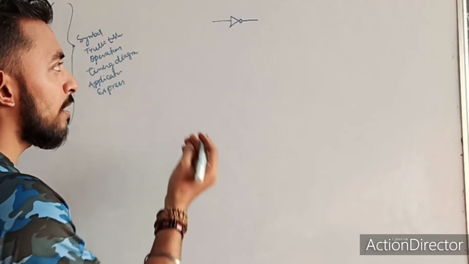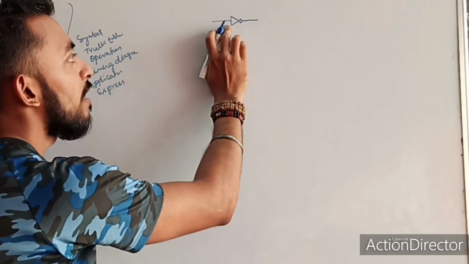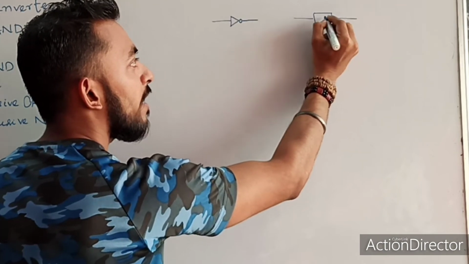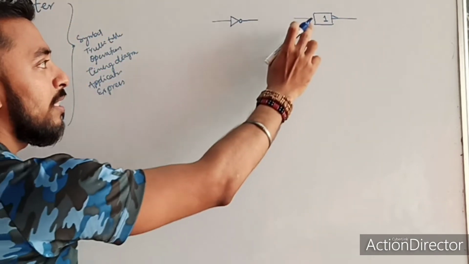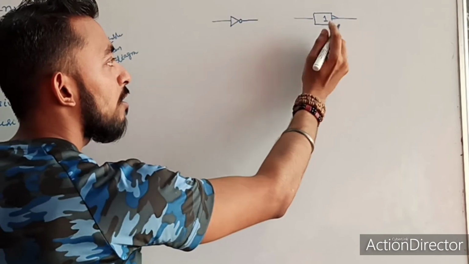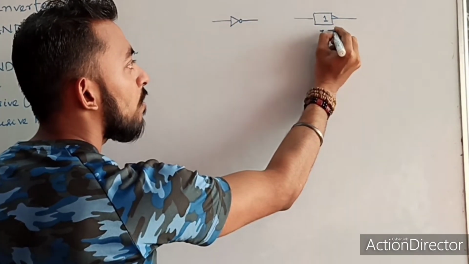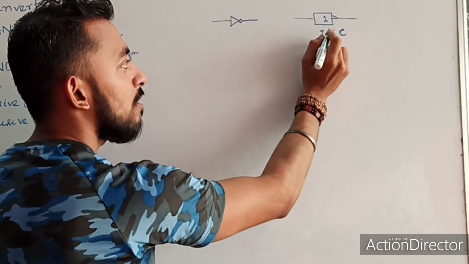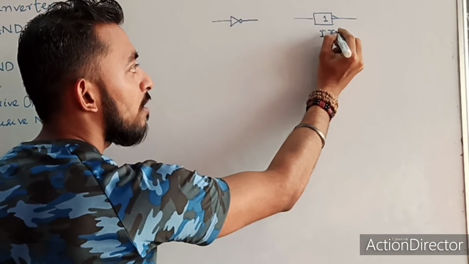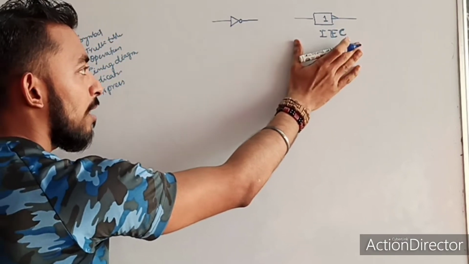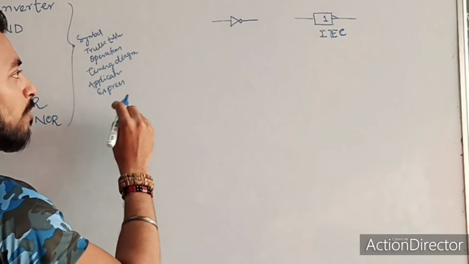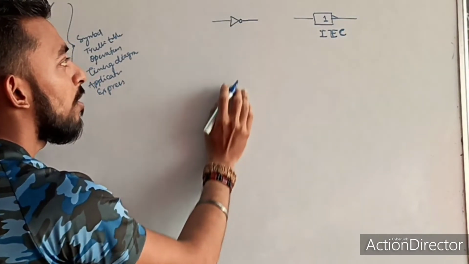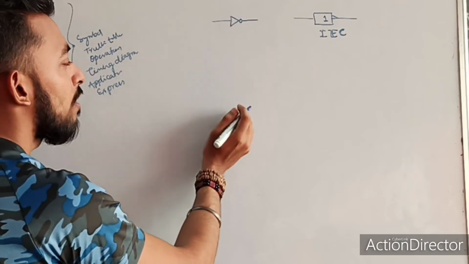There are basically two types of symbols that we use. One is using this triangle and bubble. Second one is using a square and after that a triangle and writing one inside this. This type of symbol, that rectangle with a triangle, is used for International Electrotechnical Commission. This is the symbol used by the manufacturers. But for our study purpose, throughout this lecture, we will use this type of symbol. This is the general way to represent an inverter. Okay, that a triangle with a bubble.